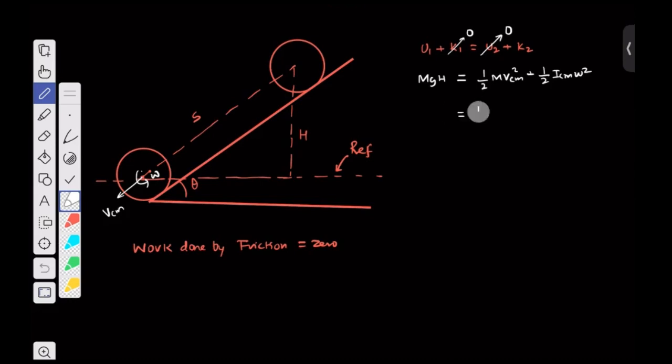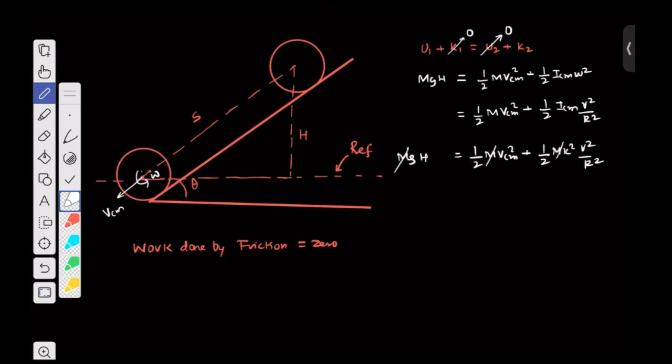If I want to find VCM, I'll replace omega by VCM by R. So it will be half ICM into V square by R square. Further, I can write ICM as m k square. So m k square V square by R square, plus the translational part, is going to be equal to mgh. You see, m will get cancelled from everywhere, and VCM is going to be equal to root over 2gh by 1 plus k square by R square. Correct? Check that.